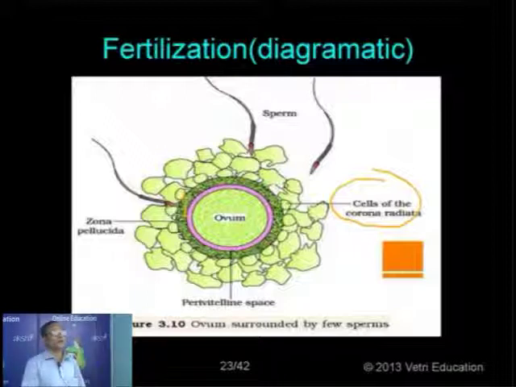The perivitelline space is where a number of chemical reactions take place, ultimately forming the fertilization membrane, which we will study in embryology. Ultimately the entry of more sperm is prevented. The entry of more than one sperm is called polyspermy. That is prevented because of the formation of the fertilization membrane.